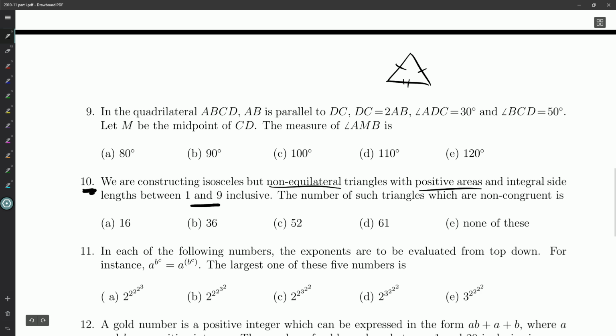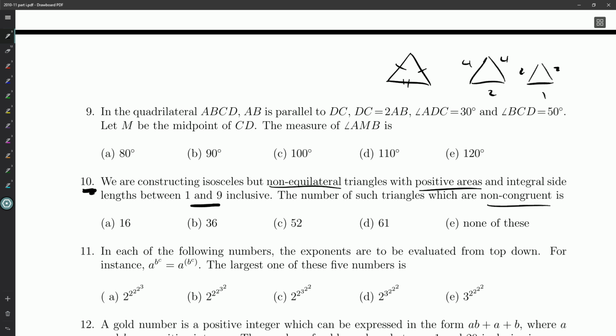So integer side lengths between 1 and 9. The number of such triangles which are non-congruent is... So non-congruent, not non-similar. So I can have 4, 4, 2, and I can still have 2, 2, 1. An interesting question if they had said non-similar would have been more work for us, but okay, so non-congruent.